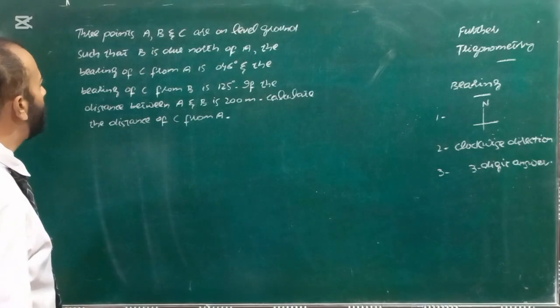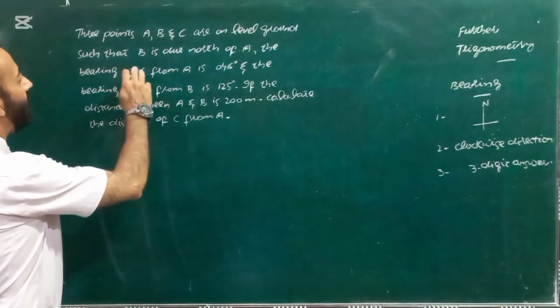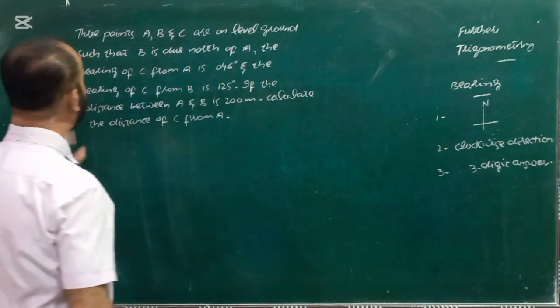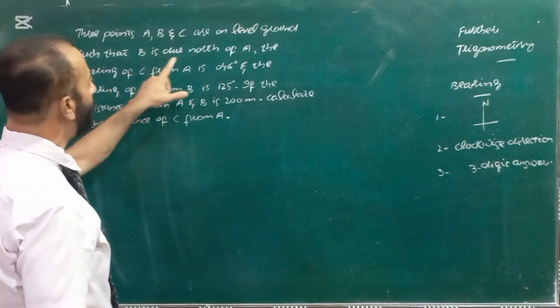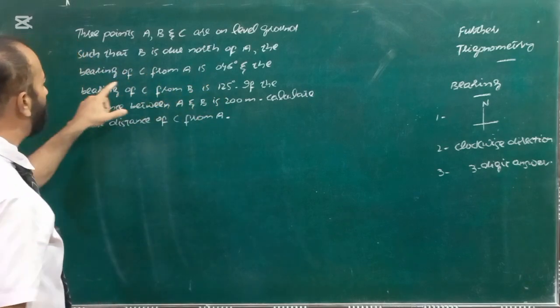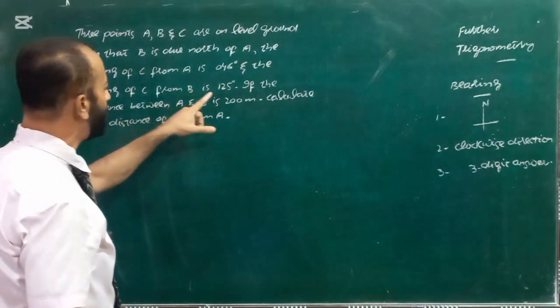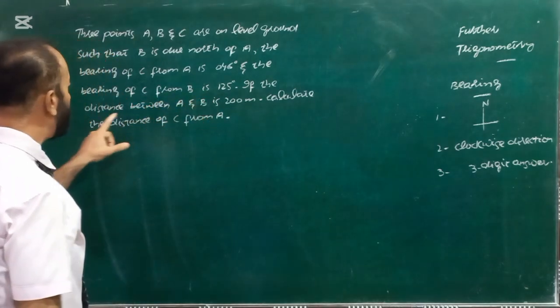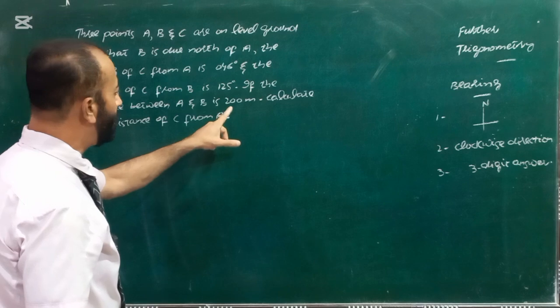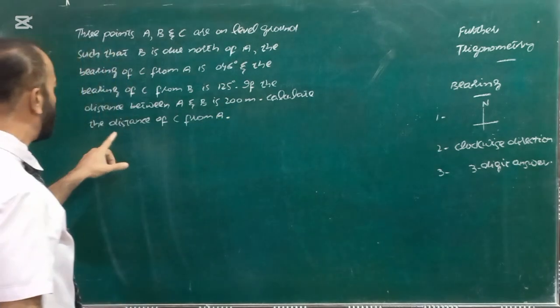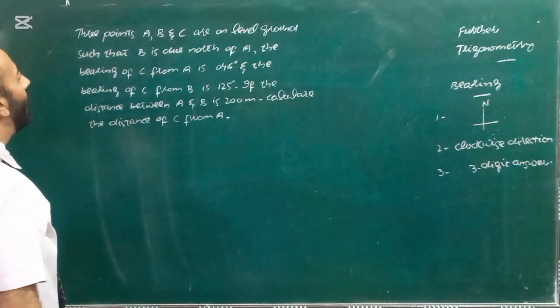Here is a question, so concentrate yourself. 3 points A, B and C are on level ground such that B is due north of A. The bearing of C from A is 46° and the bearing of C from B is 125°. If the distance between A and B is 200 meters, calculate the distance of C from A.